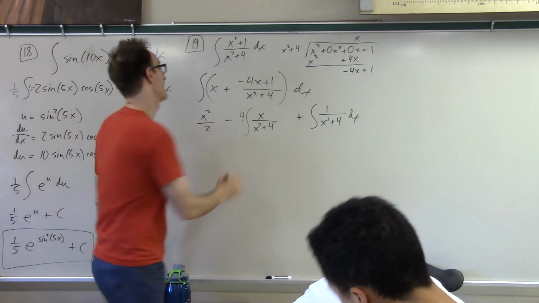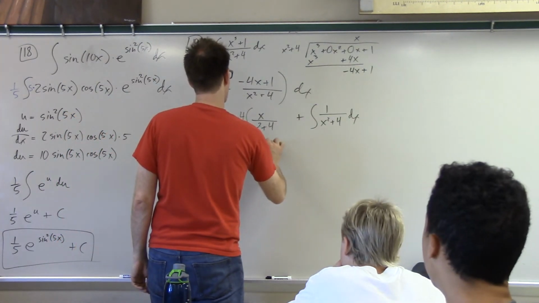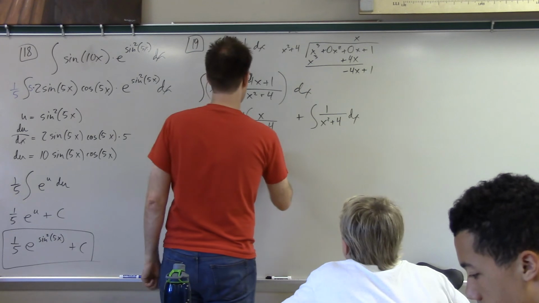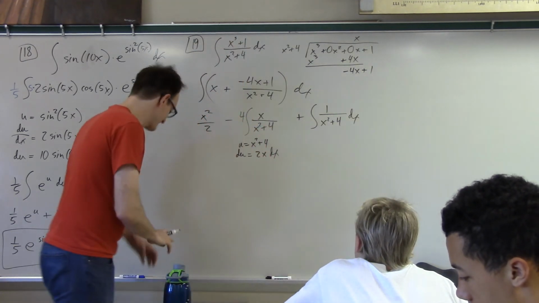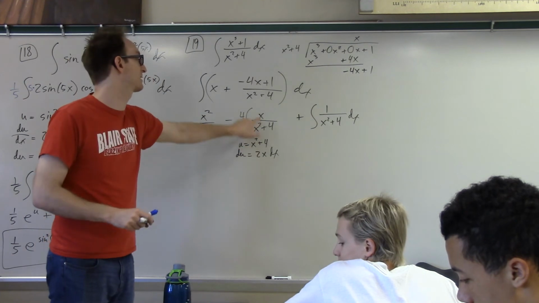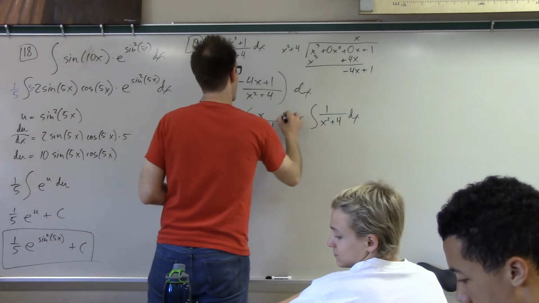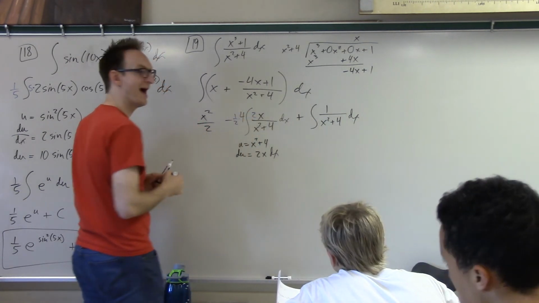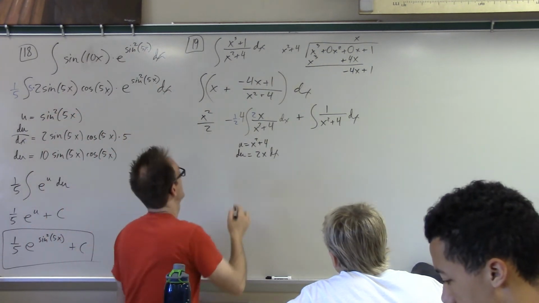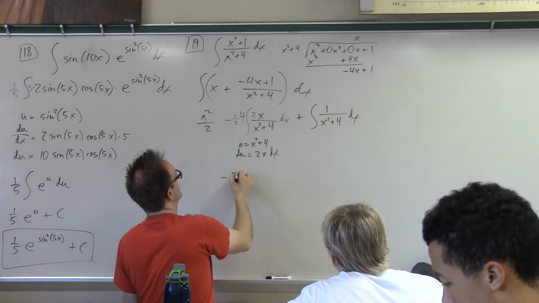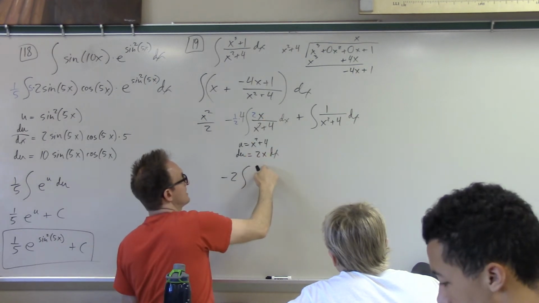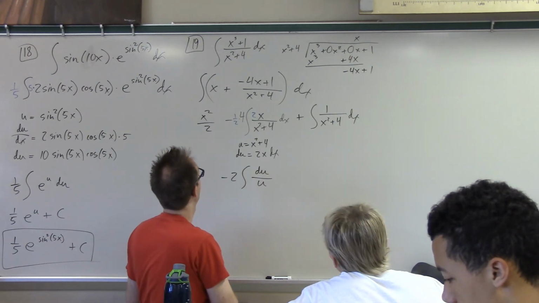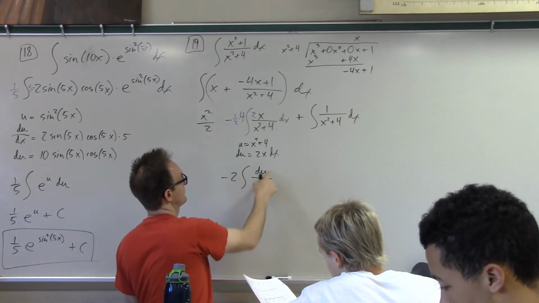Yeah, with logs. I will let u be x squared plus 4, and if u is x squared plus 4, then du is 2x dx. That's good because that's more or less, give or take a constant, what I have up here. So I stick in a 2, and I undo the damage with a 1/2. Is everyone following all this? So this really becomes minus 2 times 2x dx is my du, and x squared plus 4 is u. Cool? And what is the antiderivative of du over u?